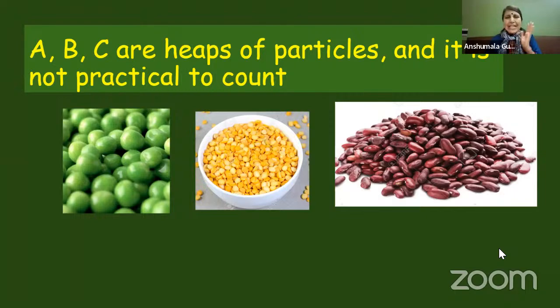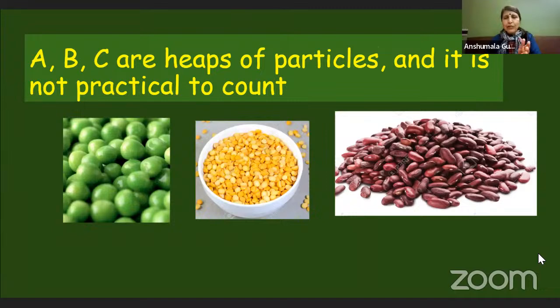See, obviously everyone's saying we'll weigh one particle, and then one person is saying follow the way of counting nanoparticles. So suppose I weigh one particle of pea, one particle of this dal or pulse, and one particle of rajma. Now, what is the next thing I should do? I have to combine equal quantities of each of these, equal numbers.